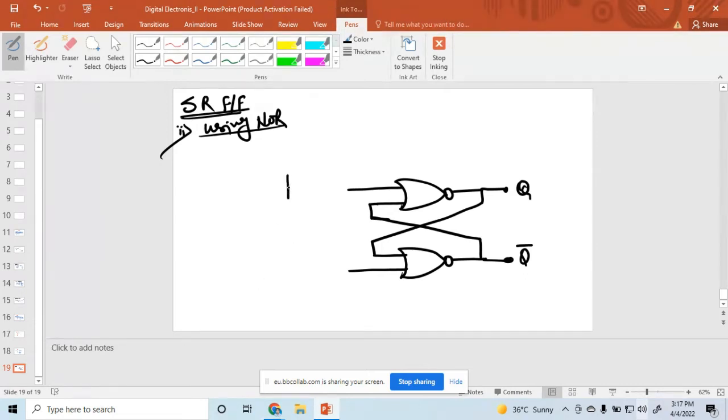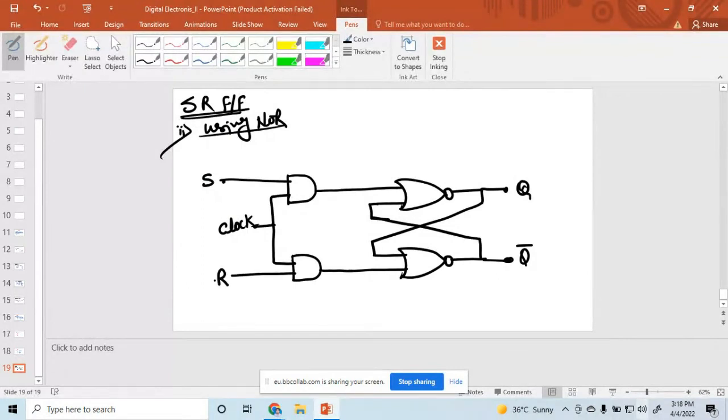And here you have connected one AND gate, and its output is connected here. The other input of the AND gate is clock, and here the inputs are S and R. So this is called SR flip flop using a NOR gate.